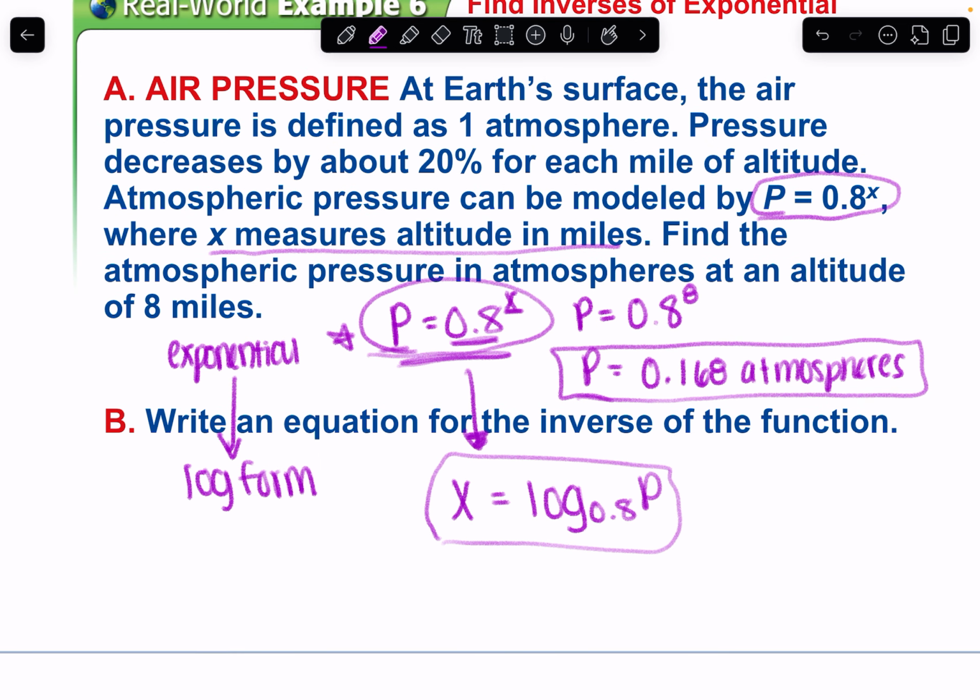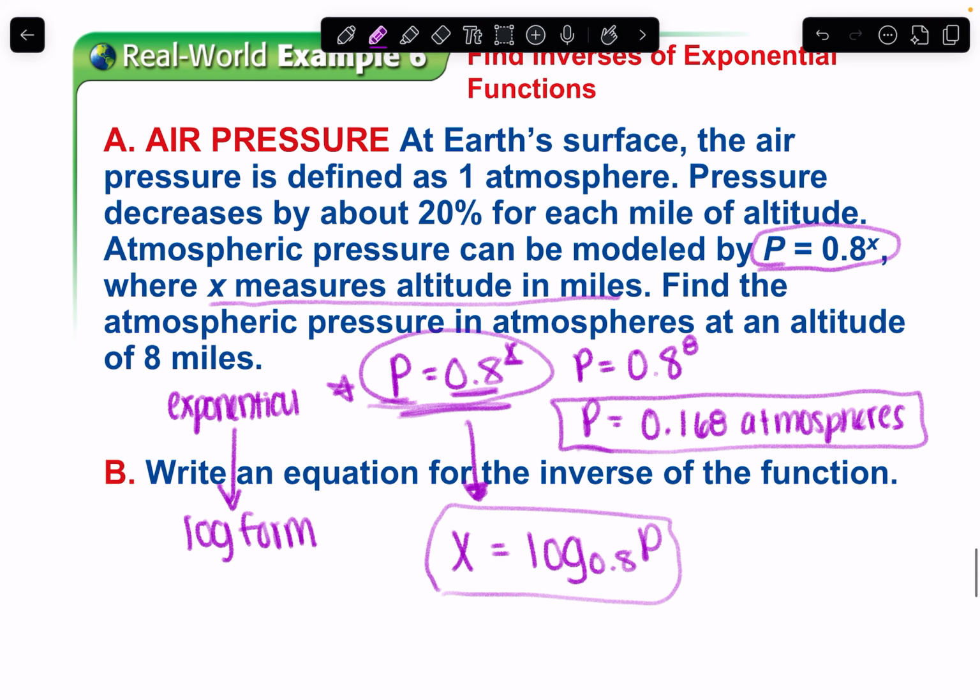So that is it for 7.4 or 7.3. Make sure that you understand the graphing as far as the equation, what those letters do, and how it affects your graph.